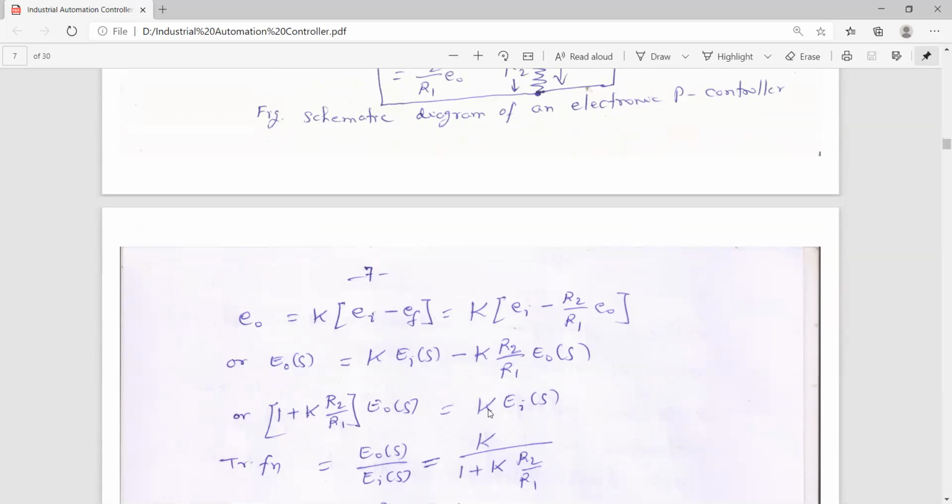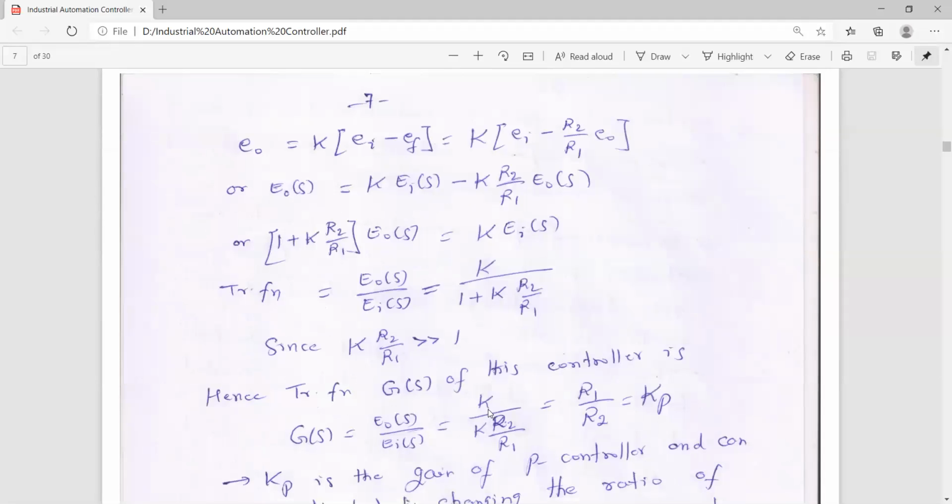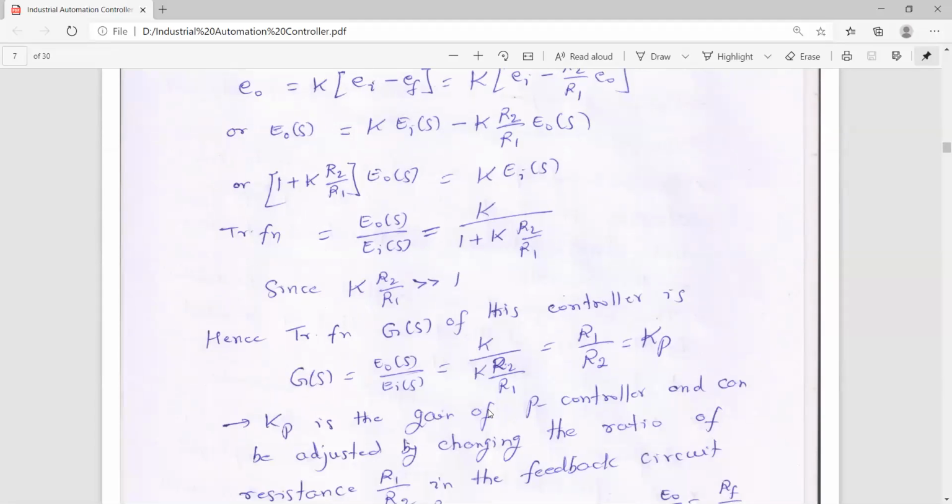The output is E0, which is K times the error signal, that is EI minus EF. That is equal to K times (EI minus EF), where EF is equal to R2 by R1 into E0. So if you take the Laplace transform, then E0(s) is equal to K EI(s) minus K R2 by R1 E0(s). Now you separate out and take the ratio E0(s) by EI(s). That is the transfer function. So the transfer function is K by 1 plus K into R2 by R1, where K is the gain of the amplifier and R2 by R1 is the position of the potentiometer.